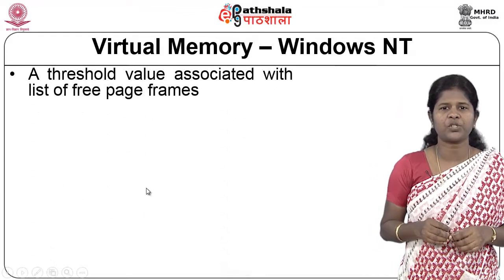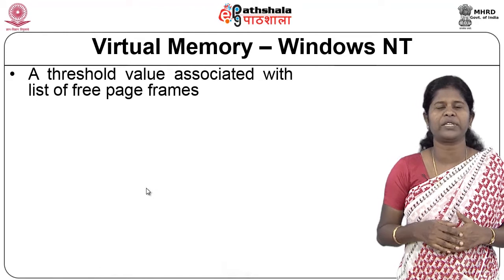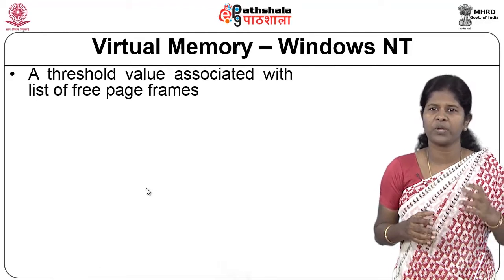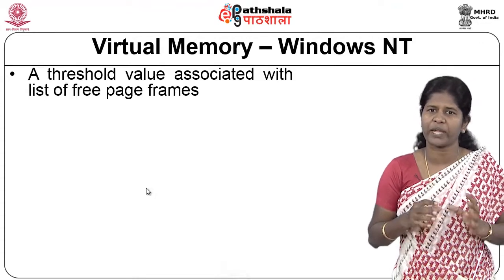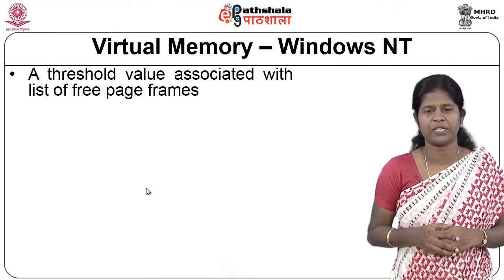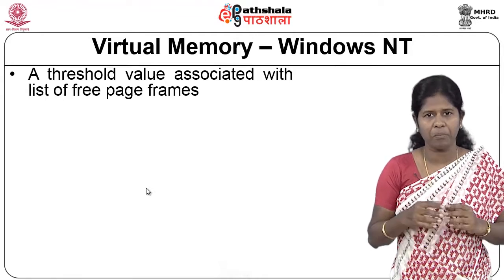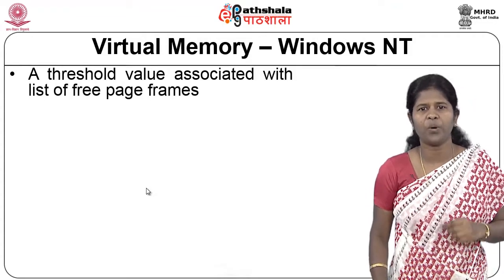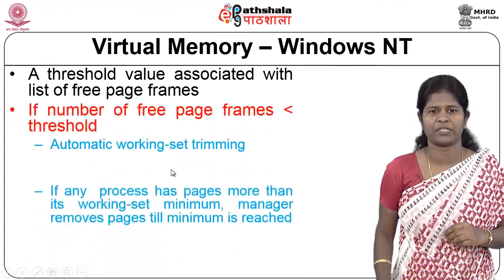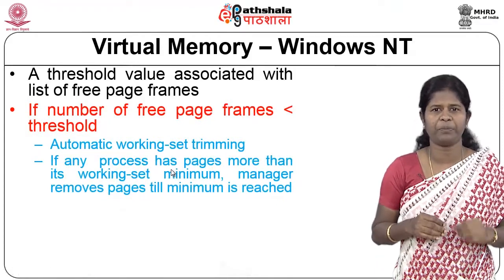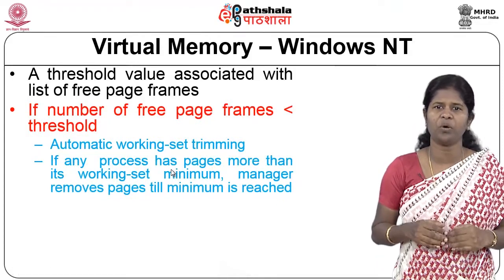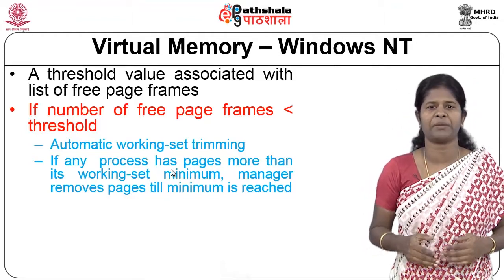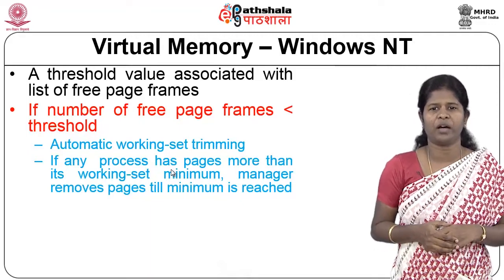And a threshold value is also associated with the list of free page frames. So, there is a virtual memory manager who is taking care of a set of free page frames, and it is necessary that some minimum number of free page frames is always maintained. So, a threshold value is kept for that. When the number of free page frames goes below this threshold value, a procedure called automatic working set trimming is done by the operating system.